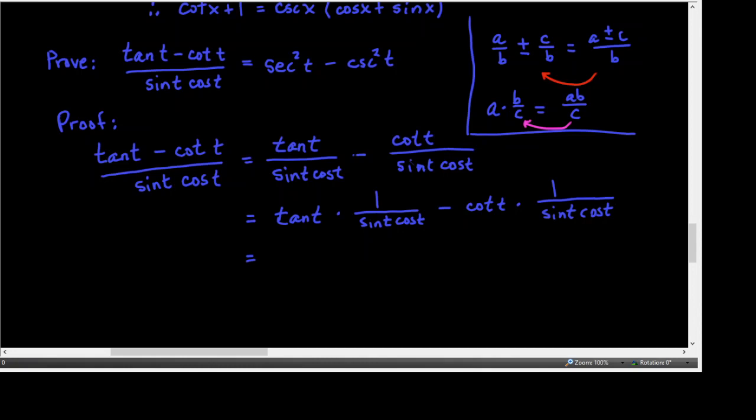Now, I can then, if I want to, change tangent of T into sine of T over cosine of T using the ratio identity. Not the ratio. Yeah, that's why I call it the quotient identity. It's what your book calls it. Told you I'd probably slip and say that. And then what would cotangent of T be? Well, it's cosine of T over sine of T.